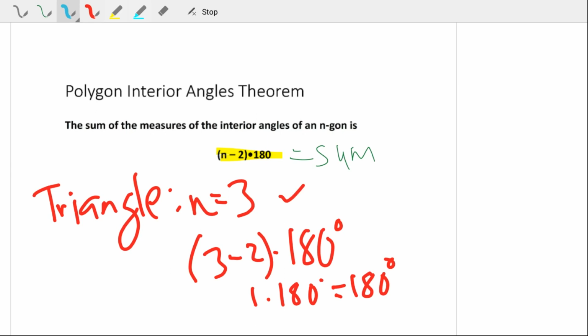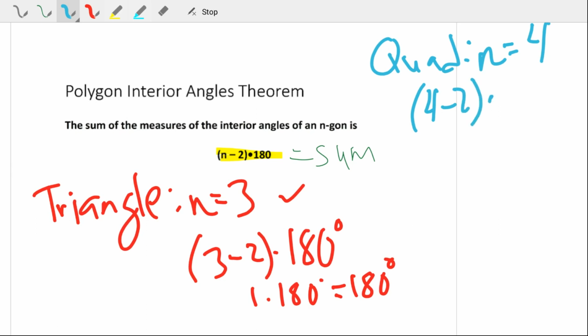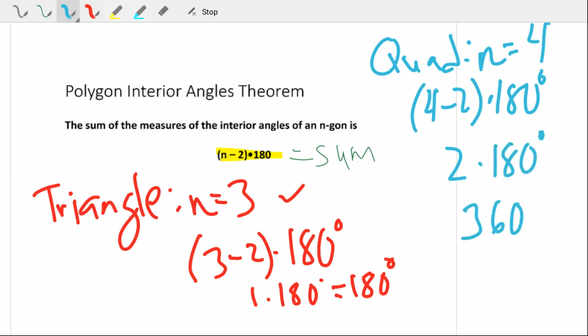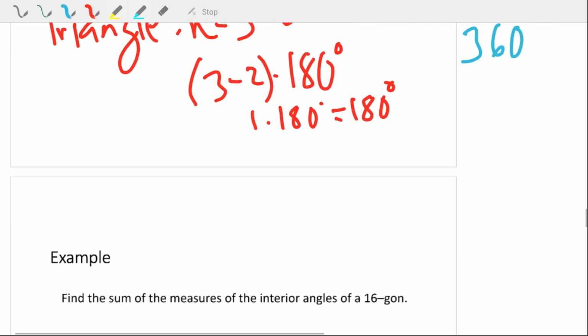If we try to do it for a different shape, let's say a quadrilateral, then n would equal 4. So we would plug it into the equation. 4 minus 2 times 180 degrees. And this is exactly what we keep getting over and over in our table, and if you did it by hand. But now it's really nice because you can use this equation right there. So let's go to the first example and see how you can actually use it.